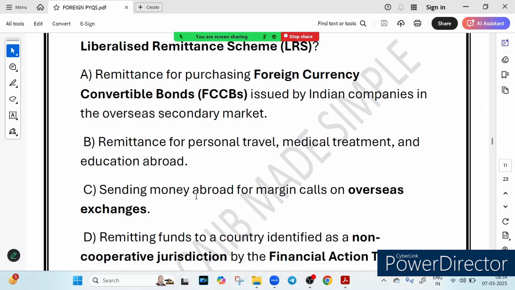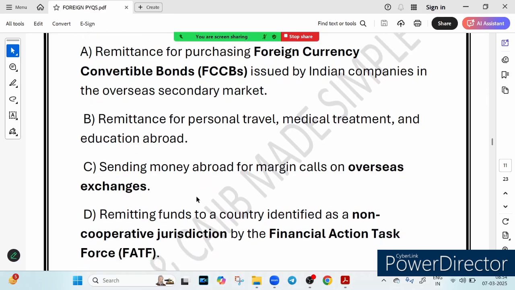Option B, remittance for personal travel, medical treatment, education abroad. Option C, sending money abroad for margin call on overseas exchange. Option D, remitting funds to a country identified as a non-cooperative jurisdiction by FATF, that is the Financial Action Task Force. So what do you think is the correct answer here? Friends, let's take a moment to think about it.